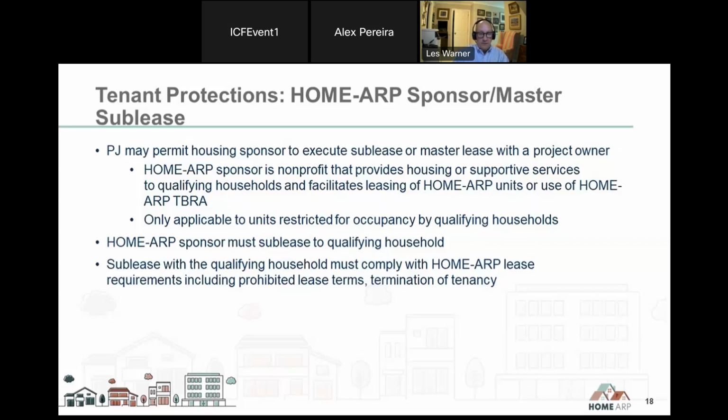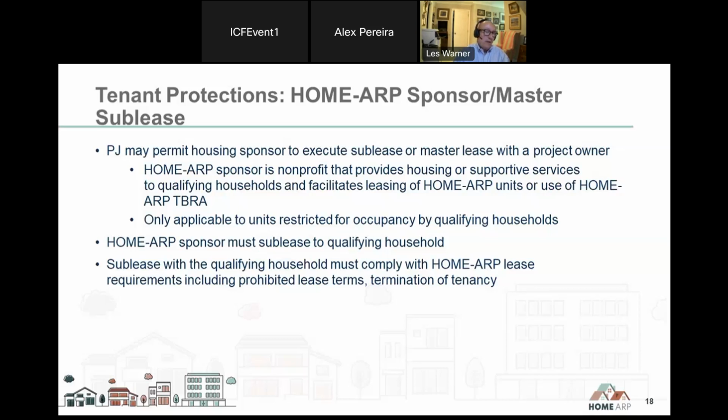Then they're going to work with identifying qualifying households, and then they will sublease those units to each of those individual households. So our exception under HOME-ARP is that when that sponsor is a nonprofit that's providing housing or supportive services, they're then going to take on the responsibility of qualifying households, facilitating those subleases for those units. And again, this is only applicable to units that are occupied by our QP, our qualifying households as part of that project.